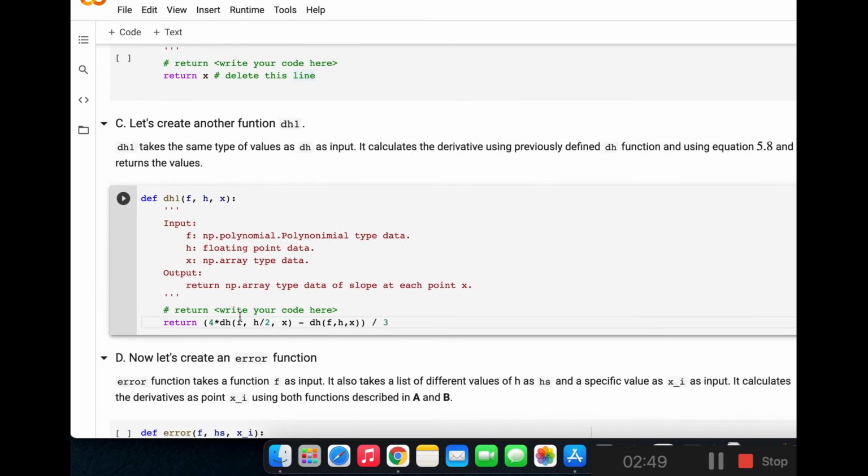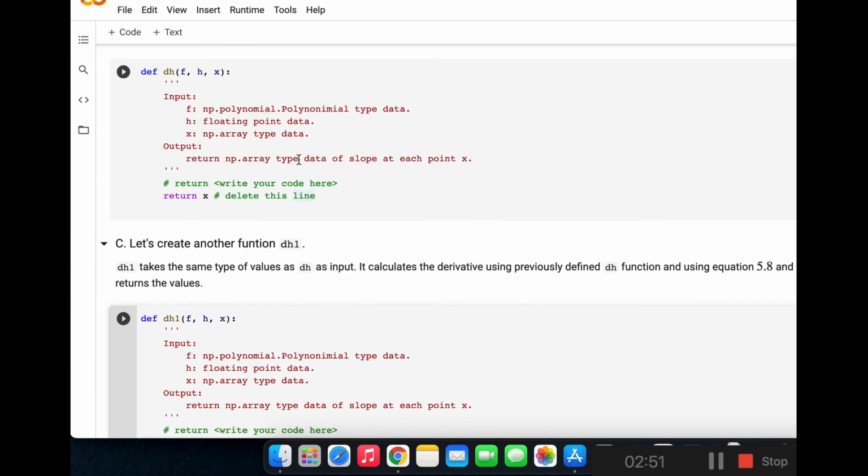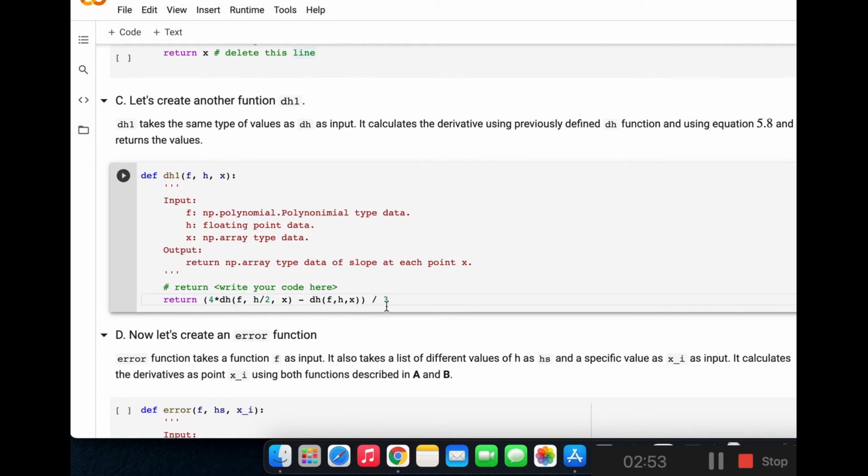So basically from this function, we will be calling up this function and giving a more accurate answer, or get the derivative using the Richardson extrapolation function. Okay, so this is what you need to do. I'm gonna remove this line from here.